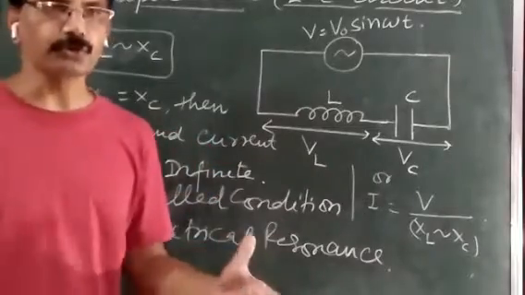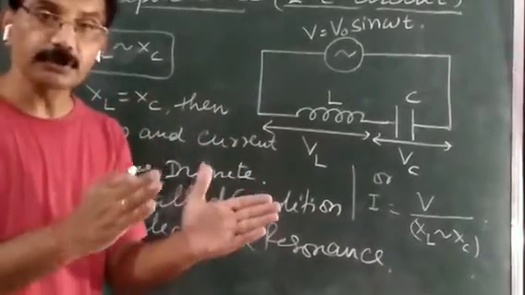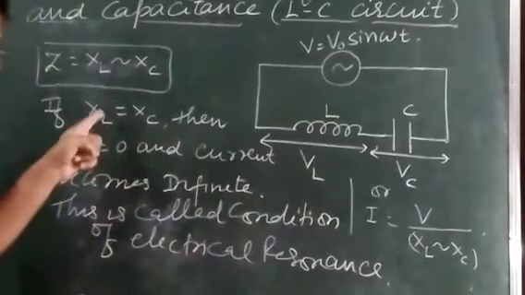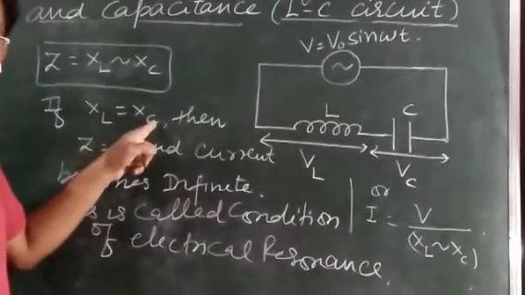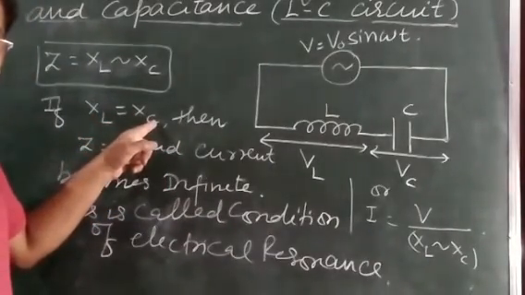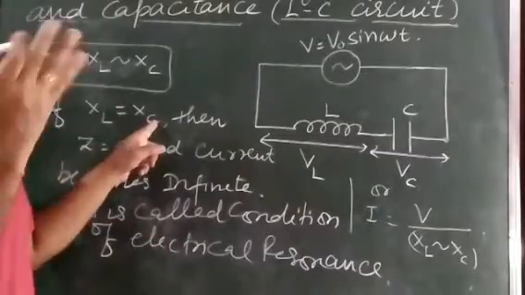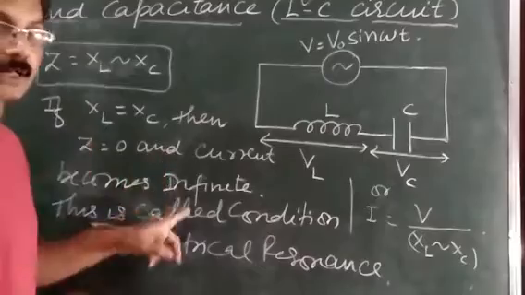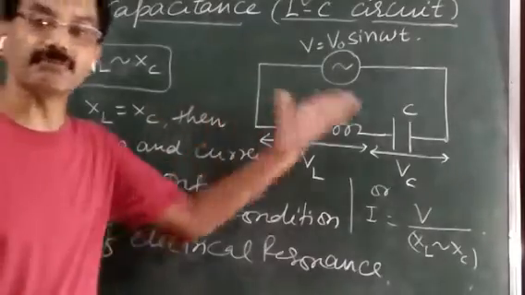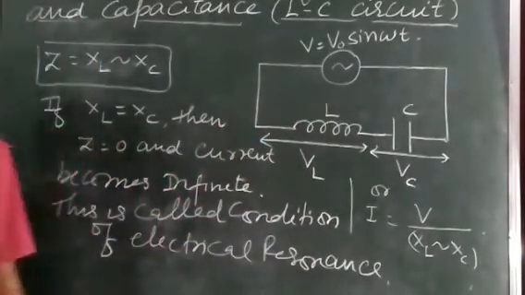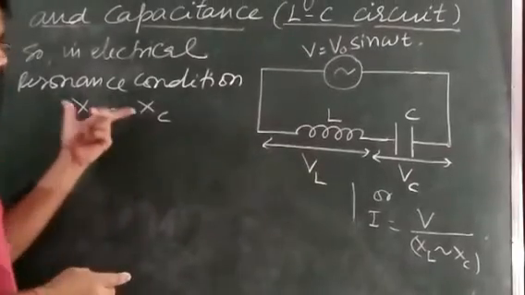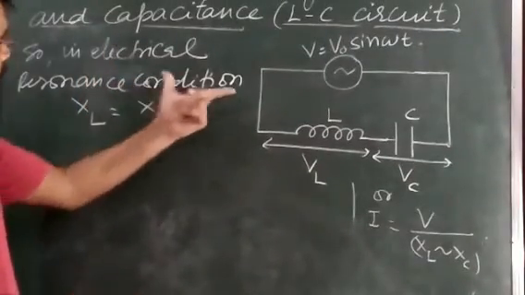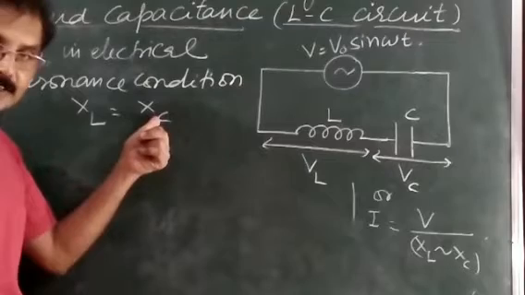So if anybody asks you what is the condition of electrical resonance, so under the condition of electrical resonance, XL is equal to XC. And in this case, if anybody asks you what is the impedance of the circuit, so impedance of the circuit is 0. What is the current in the circuit? Current in the circuit becomes infinite. So in electrical resonance condition, XL is equal to XC.